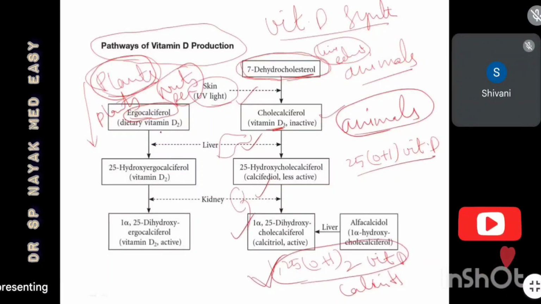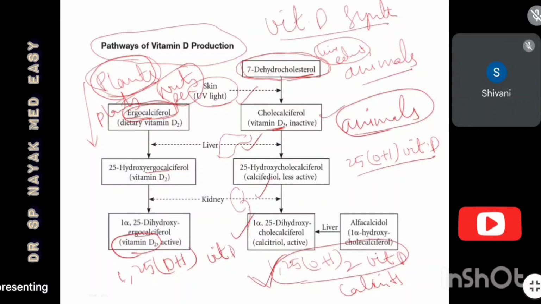In the liver this ergocalciferol is converted into 25-hydroxycalciferol, and again this 25-hydroxycalciferol in the kidneys is converted into 1,25-dihydroxyergocalciferol. Okay, so here we have to add ergo because ergocalciferol is obtained from plants. So whenever we take ergocalciferol from plant sources, it will be converted in our body into the vitamin D2 active form, which is called 1,25-dihydroxy vitamin D2 or ergocalciferol.